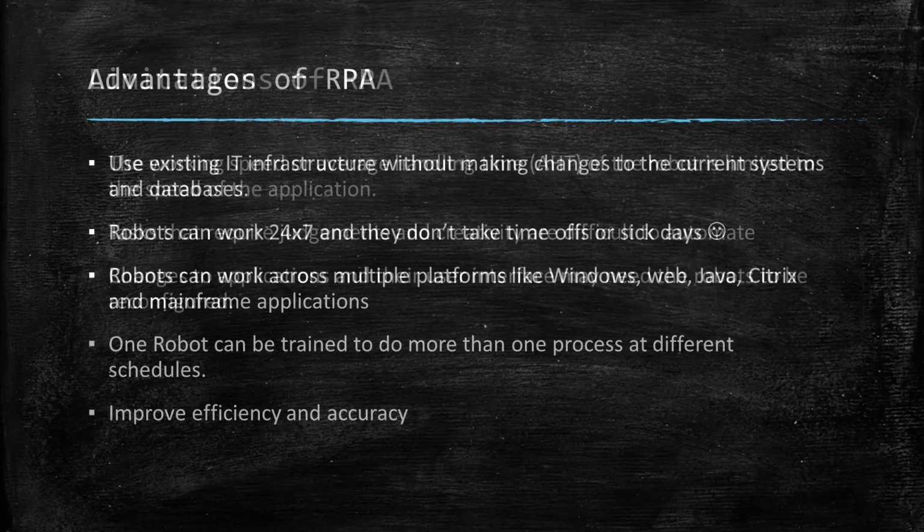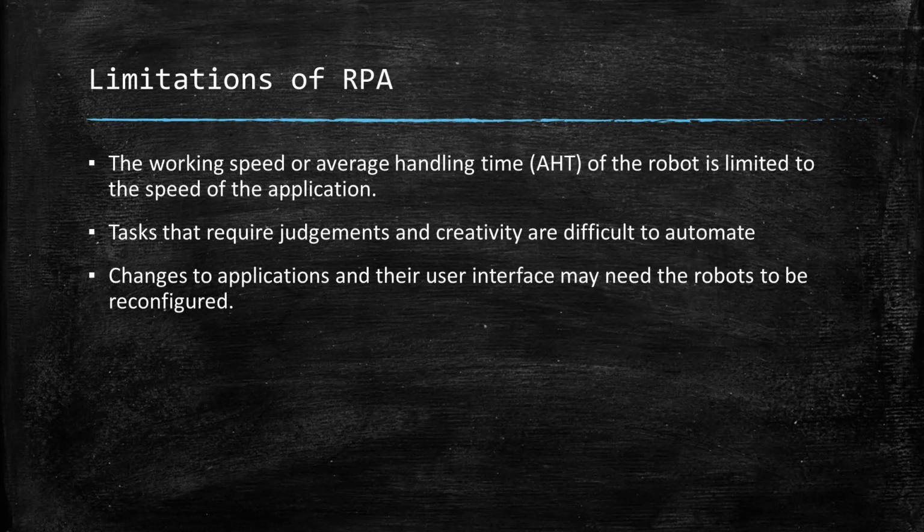Now let's take a look at some of the limitations of RPA. The average handling time of the bot is limited to the performance of the application, so it is not always true that the bot can work faster than a human being. For example, in our previous scenario, if the finance system is slow due to some network bandwidth issues, then there is nothing that the bot can do to make it faster because, as I mentioned, the bot is going to use the same front end of the application to enter the information. So it is going to take as long as it takes for a normal user.